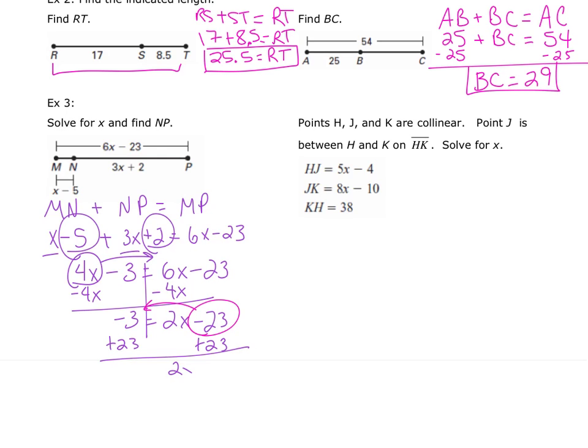Then we have 2x on the right still. When we add those two together, we get 20. But now to separate the 2 from the x, we need to divide by 2. So if I divide both sides by 2, I get x equals 10.